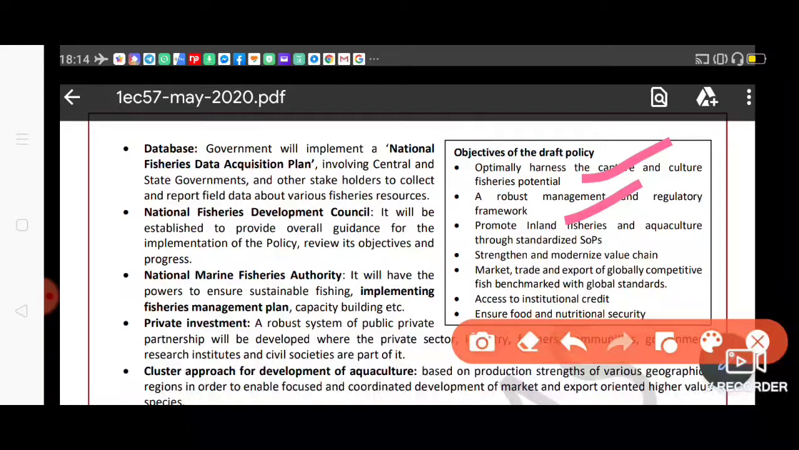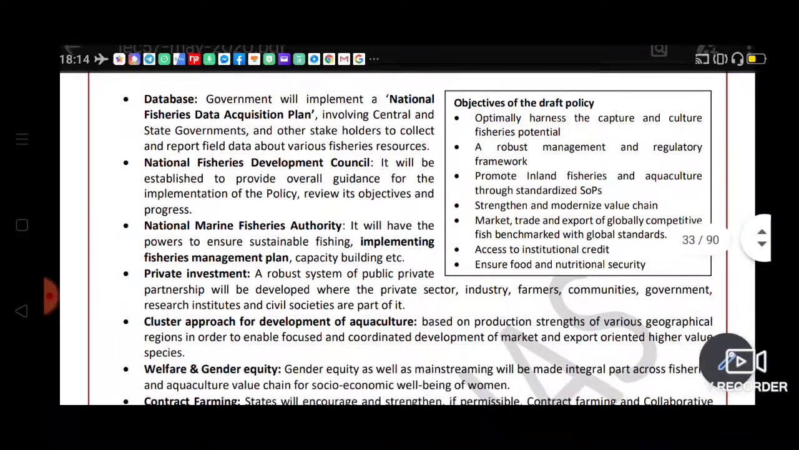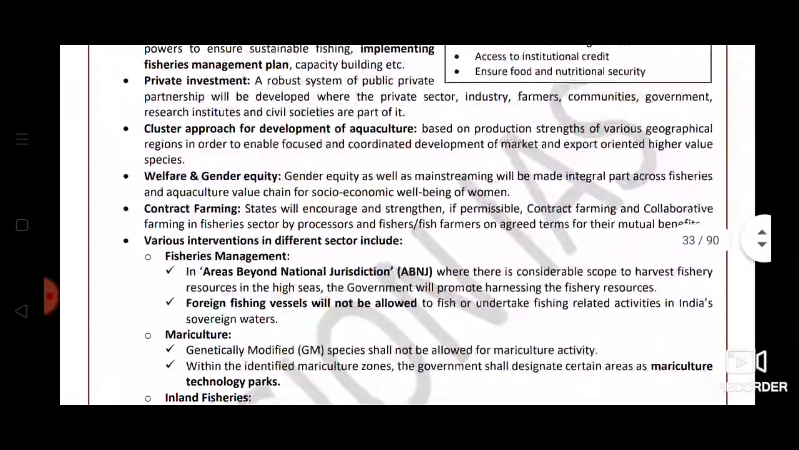We know we are the second largest producers, and the focus on export can be done. It has a lot of potential. Access to institutional credit finance is an issue. Finally, ensure food and nutritional security. So fish is a very high source of protein.